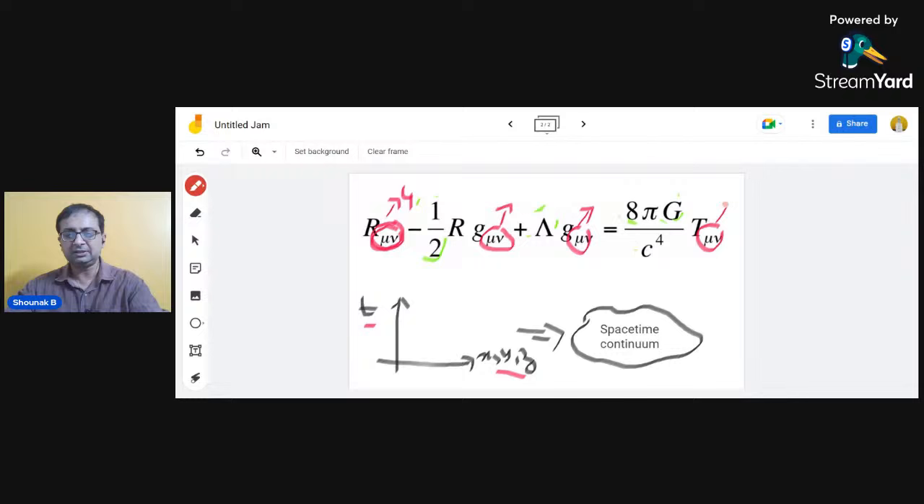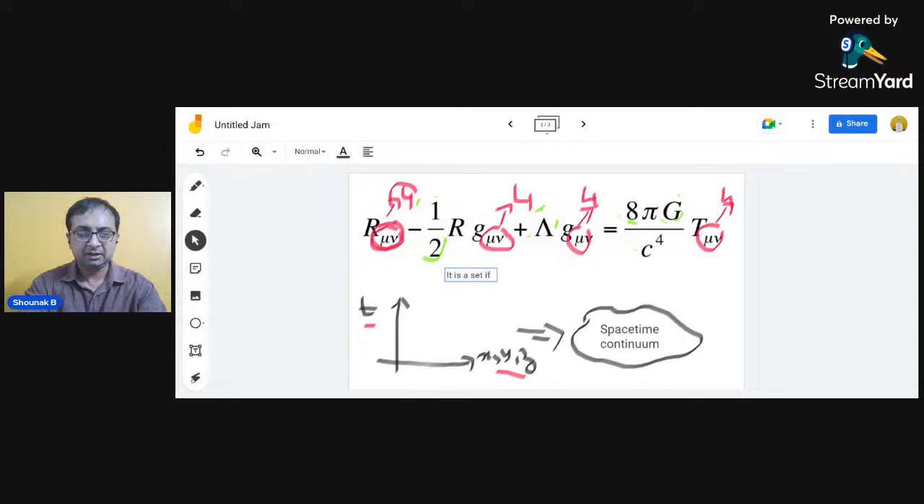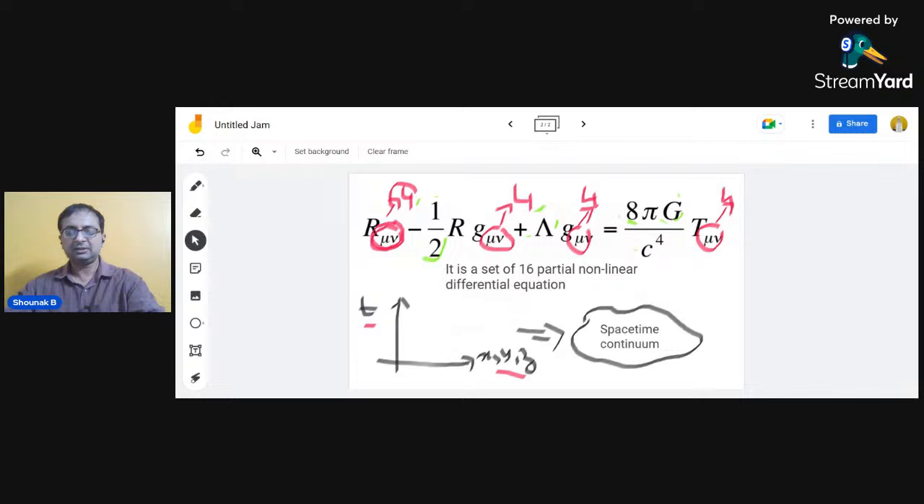Okay. Now, you see, I will try to give you a very wonderful thing. So 4 plus 4 plus 4 plus 4, all of them are 4. How much does it come to? It comes to 16. That means we can say it is a set of 16 partial nonlinear differential equations. Now you see here, already we got our answer and you did it yourself. I have done nothing. It tells that it is a collection of 16 partial nonlinear differential equations, 4 plus 4 plus 4 plus 4. So that is why you now got the answer to why it is called Einstein's field equations, not an equation.